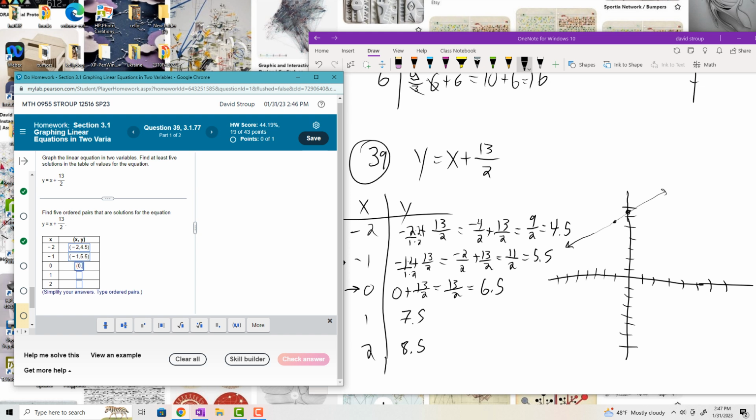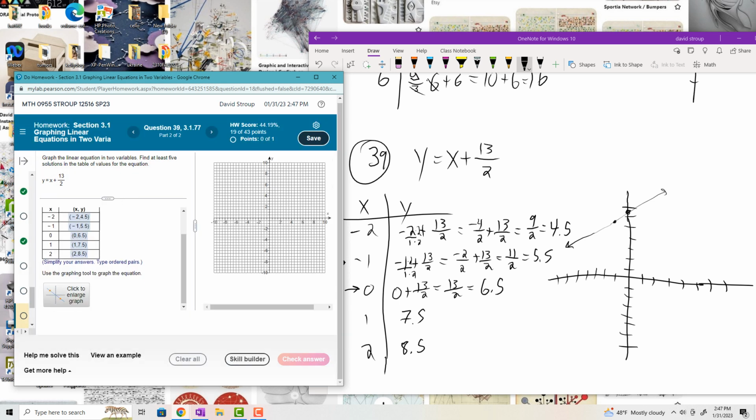0, 6.5. 1, 7.5. 5. And then 2, 8.5. And then we cross our fingers and hope it works. Yay. And then we go over to graph the thing.